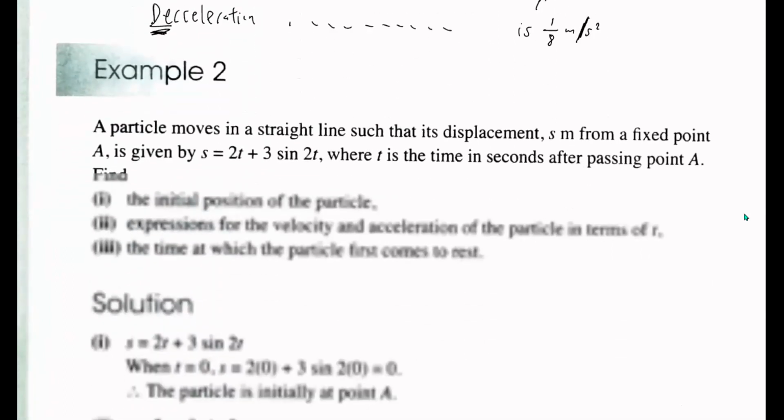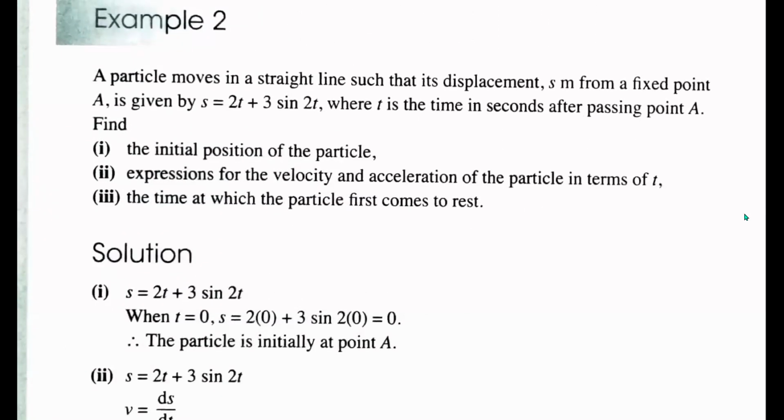Okay, next example. A particle moves in a straight line such that its displacement s meters from a fixed point A is given by s equals 2t plus 3 sine 2t. So here it's from a fixed point A. It's not O anymore, not always O. Where t is the time in seconds after passing point A. Find part 1, the initial position of the particle. So initial position here means t equals 0. Position just means you want to figure out the s value.